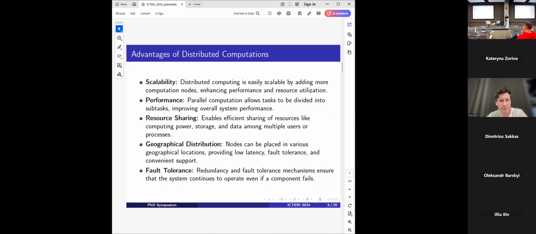About advantages of distributed computations, they offer key advantages like scalability and performance when you perform parallel tasks, and resource sharing. It also supports geographical distribution, reducing latency and improving fault tolerance, ensuring systems remain operational despite failures.